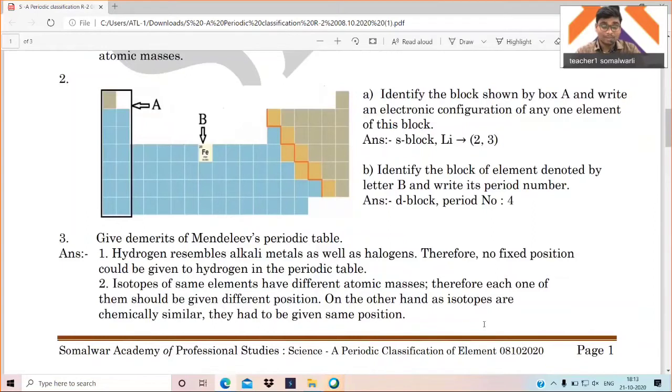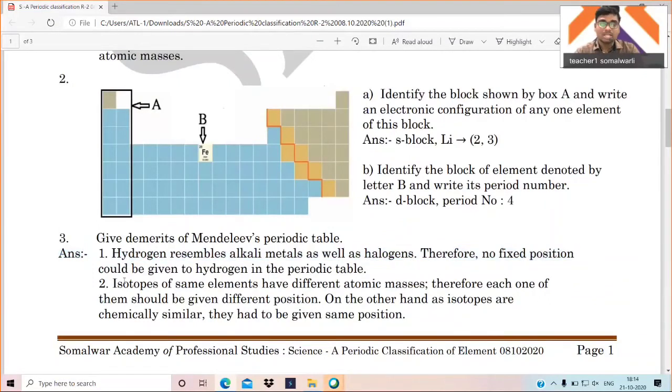It is very important, my dear students. Demerits of Mendeleev's periodic table is one of the important questions for everyone. It is an all-time favorite question. So first, hydrogen: there was no fixed position for hydrogen. Hydrogen could be placed with the halogens, as it shows the property of non-metals, but it could be placed with the metals as well, because it has 1 electron in the outermost orbit, which is the property of metals, less than 4 electrons. So there was big ambiguity in the position of hydrogen. That was a demerit of Mendeleev's periodic table. There was no fixed position.